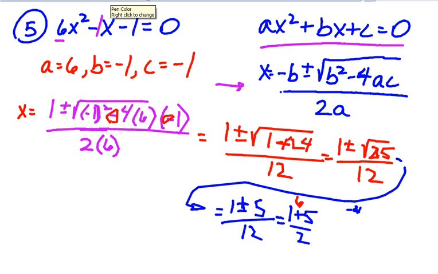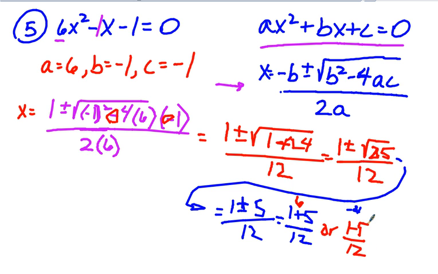My bad, I messed this up. This should be over 12, not 2. So, get my pen back. All right, so what we really have though is two answers here. So we have 1 plus 5 over 12, or we have 1 minus 5 over 12.